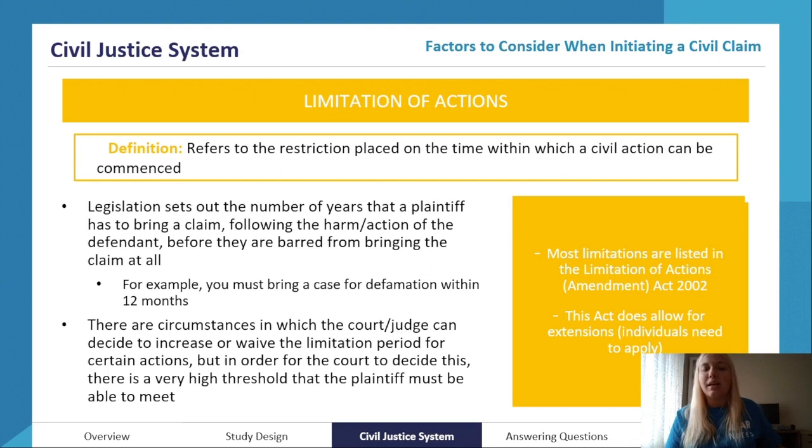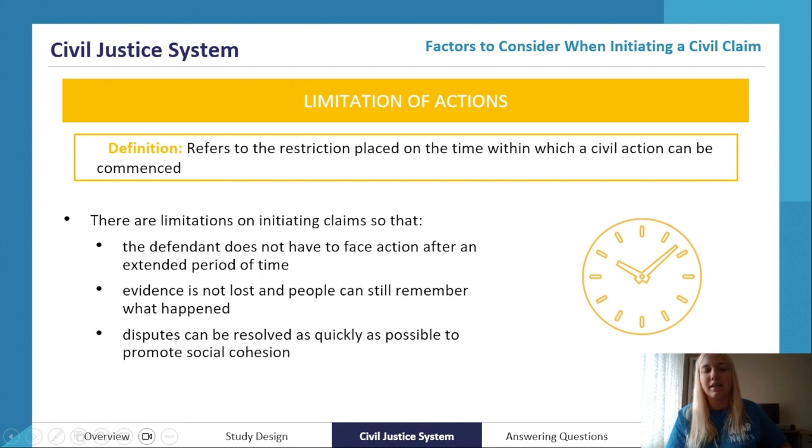Why do we have this? It wouldn't be fair for a defendant to wonder their whole life if someone's going to initiate action against them at some point for something that happened. And also, importantly, we need the evidence and the facts to stay fresh. We need to make sure they're not lost over time, okay? So that we can have a fair trial. The limitations are listed in the Limitation of Actions Amendment Act of 2002 in Victoria. And again, we said there can be extensions, but very difficult to get.